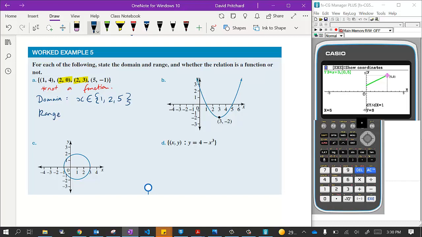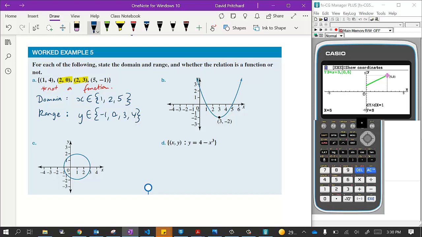And with our range, we'll look at the y values. So y is an element, and our y values are, the smallest one is -1, and then we've got 0 and 3 and 4. So nice and easy. There's our domain. There's our range, not a function.